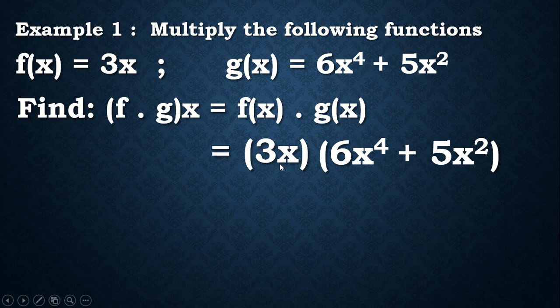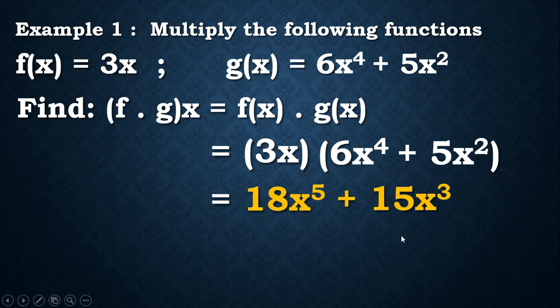Distributive property of multiplication, you have to multiply 3x to 6x to the 4th. 3 times 6, that is 18. And then we have the exponent of 1 here. Simply add their exponents, 1 plus 4, we will be having 18x to the 5th. And then we have to multiply 3x by positive 5x squared. So 3 times 5, that is 15. And then you have to add the exponents of x, which is 1 plus 2. We have plus 15x cubed. So this will be our answer for example number 1, since we do not have like terms.